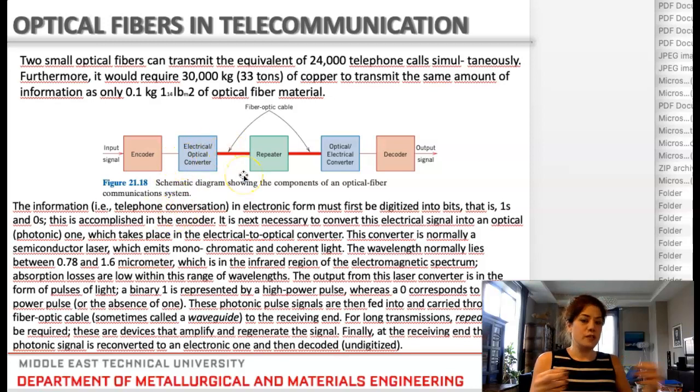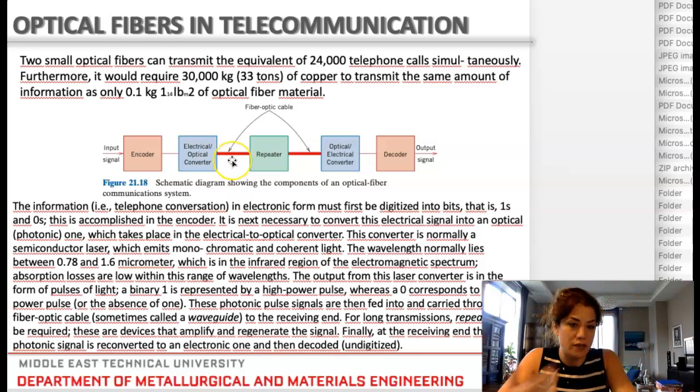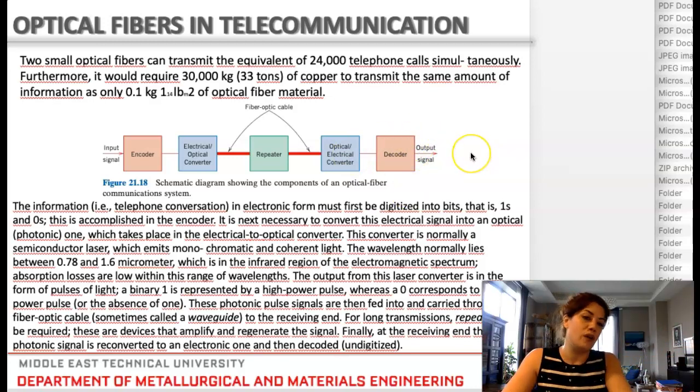So while it's transmitting, sometimes you lose the information. The intensity might get a little less. So there are repeaters people put in between to intensify the signal. And as it is transmitted to the point where you want to decode and use that information, there is a decoder, and then you have an output signal. But in between the encoder and decoder, you have a fiber that transmits that information.